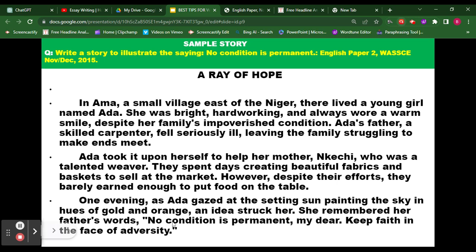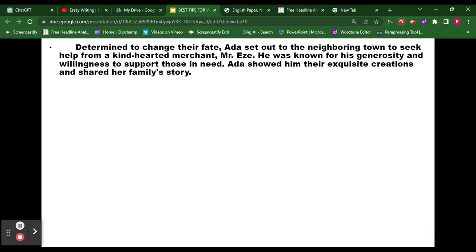These were the words of her father. "No condition is permanent, my dear." The father would always say, "Keep faith in the face of adversity." Now let's move on to the next paragraph.